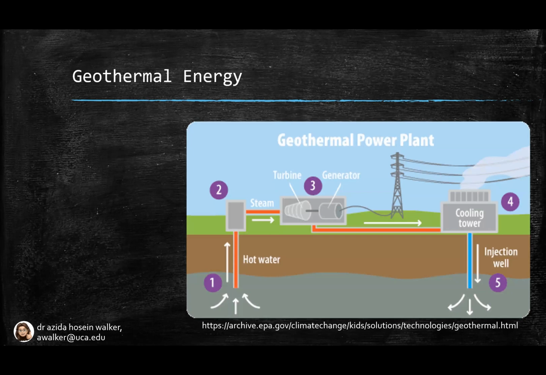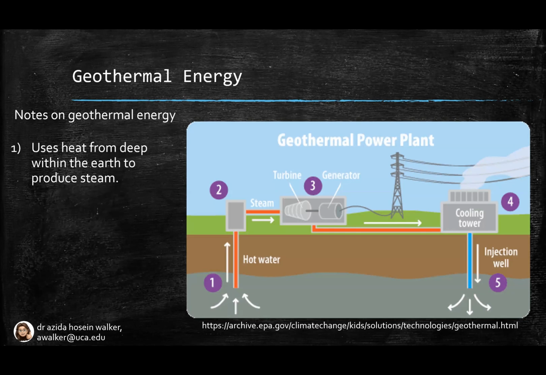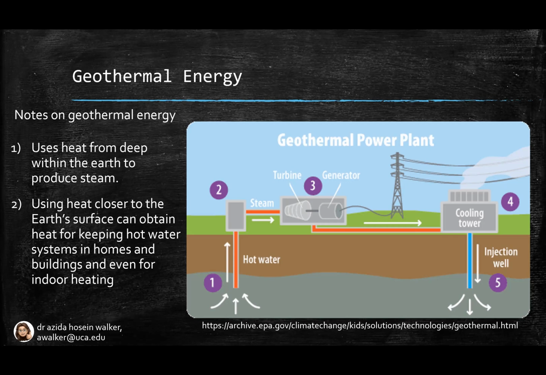Then we have geothermal energy. Geothermal energy uses heat from deep within the earth to produce steam, and it uses heat closer to the earth's surface that can obtain heat for keeping hot water systems in homes and buildings, and even for indoor heating.